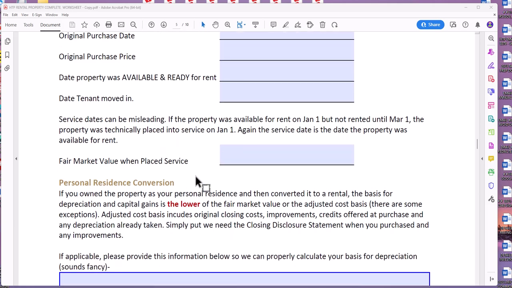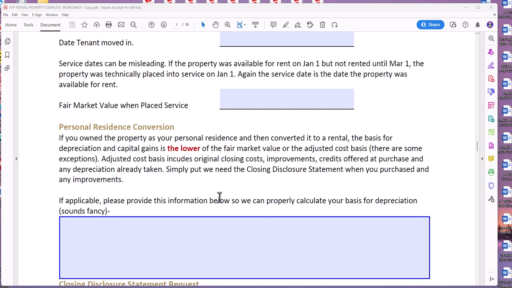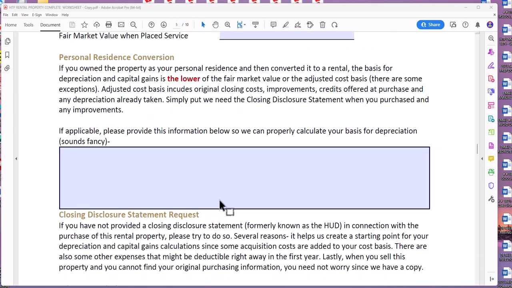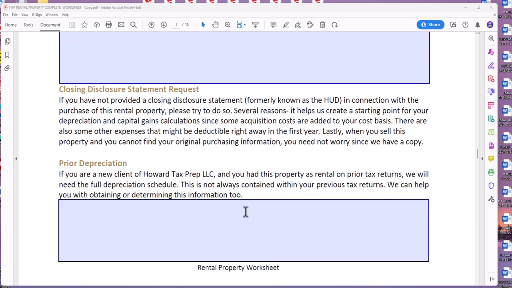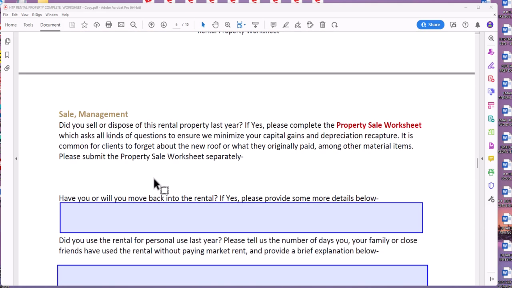Fair market value when placed in service, that's something that we will figure out. You do not need to figure that out. Sometimes people have a home that they've lived in and then they change it over to a rental property. Again, we would just need your closing disclosure when you purchase your home and any information. Let's say you purchased a home, but then you had a new roof put in or you had new siding. Those things will be added to your basis as well so that we can depreciate or spread the cost of your asset over a period of time so that you get the tax deductions for that.